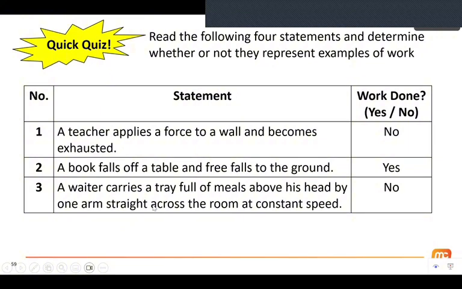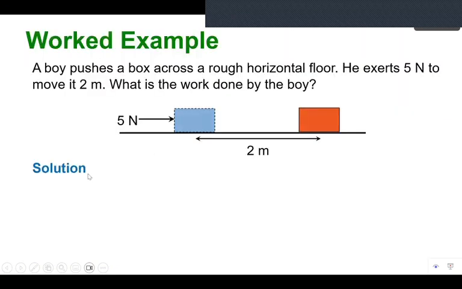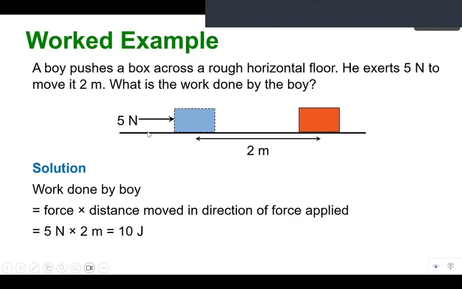So the force and the distance moved are perpendicular to each other. They are not in the same direction, so there is no work done. Okay, so we go into examples. Over here, a boy pushes a box across a rough horizontal floor. He exerts 5 newtons to move it by 2 meters. What is the work done? So I know work done is force times distance. So it's straight away 5 times 2, 10 joules.